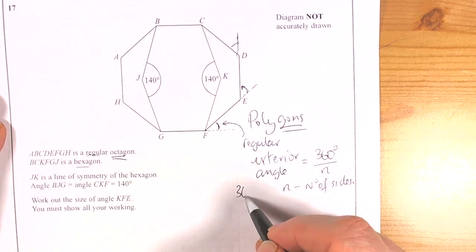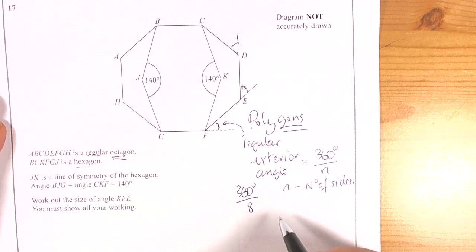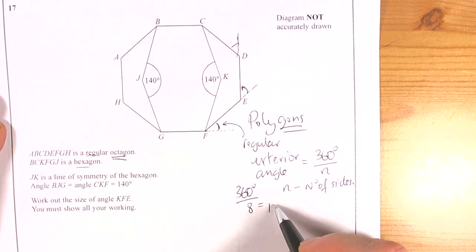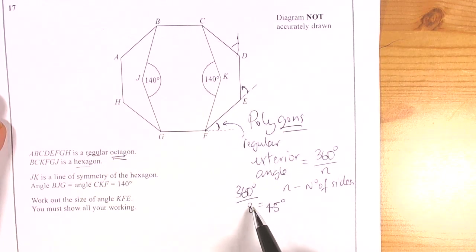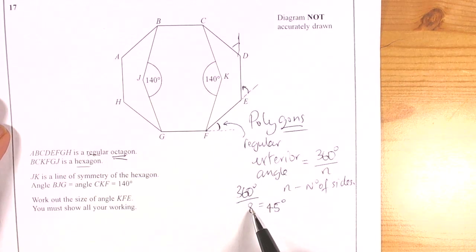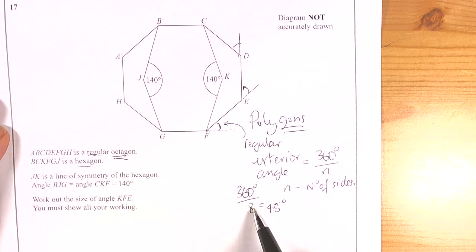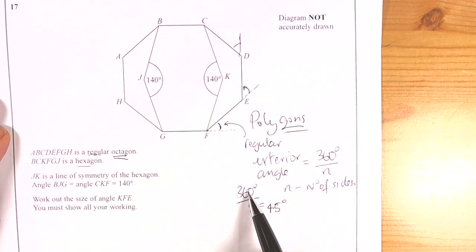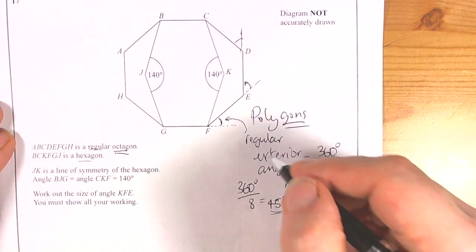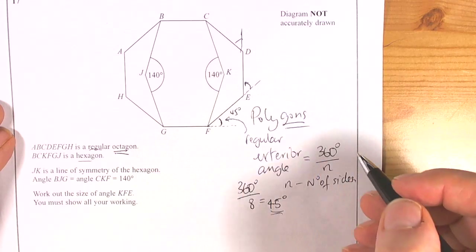So we can do 360 degrees divided by 8, which is, no it's not 130, it's 45. So 45 degrees. Basically when you divide by 8, you halve, halve and halve again. So half of 360 is 180, half of 180 is 90, half of 90 is 45. So we recognise then that this is 45 degrees.